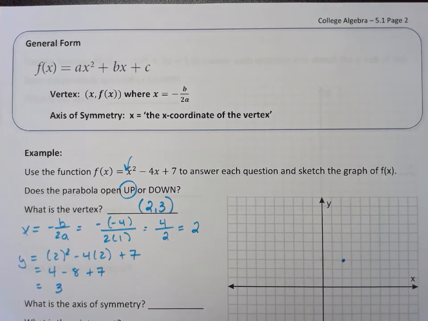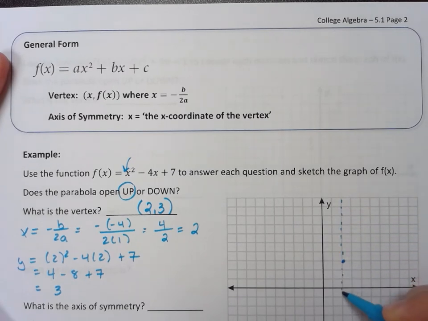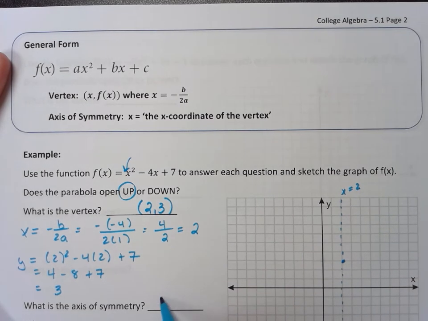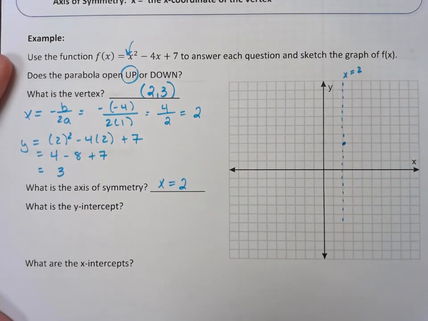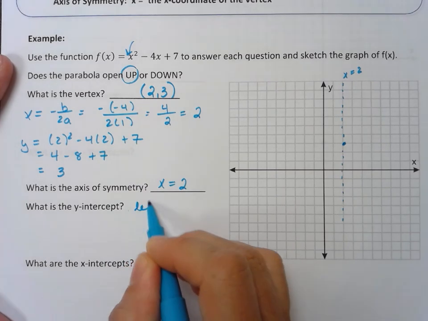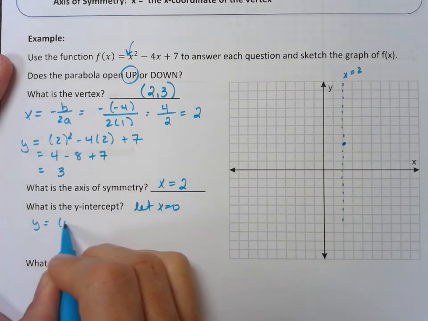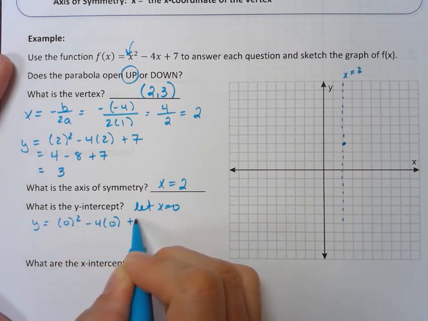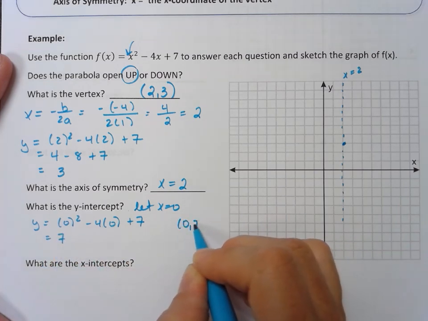The axis of symmetry is the vertical line that goes right through the vertex. This is the line x equals 2. Remember, it's the x coordinate of the vertex. To find the y-intercept, remember, you let x equal 0. So y is equal to 0 squared minus 4 times 0 plus 7. Well, that's just 7. So we get the point (0, 7).